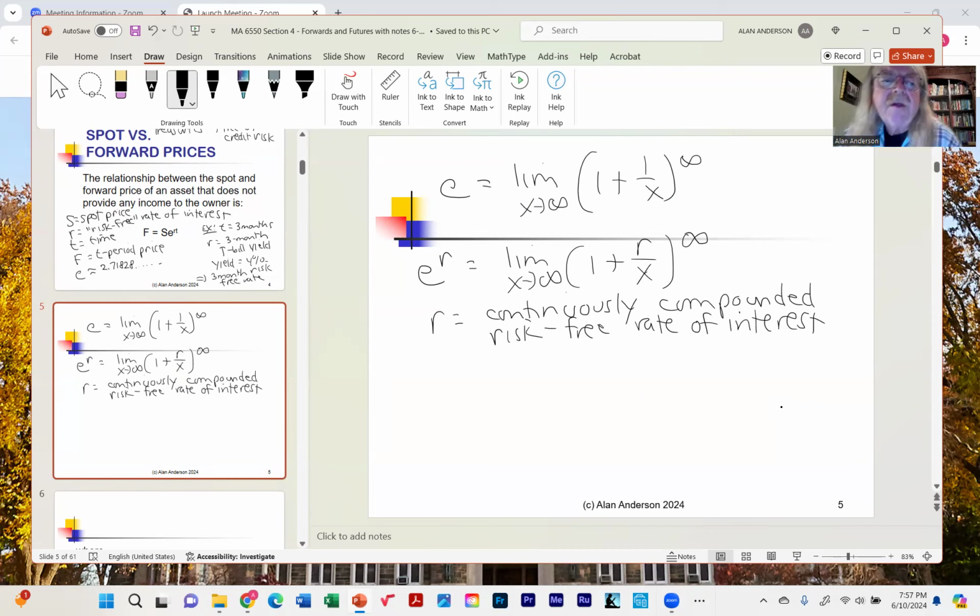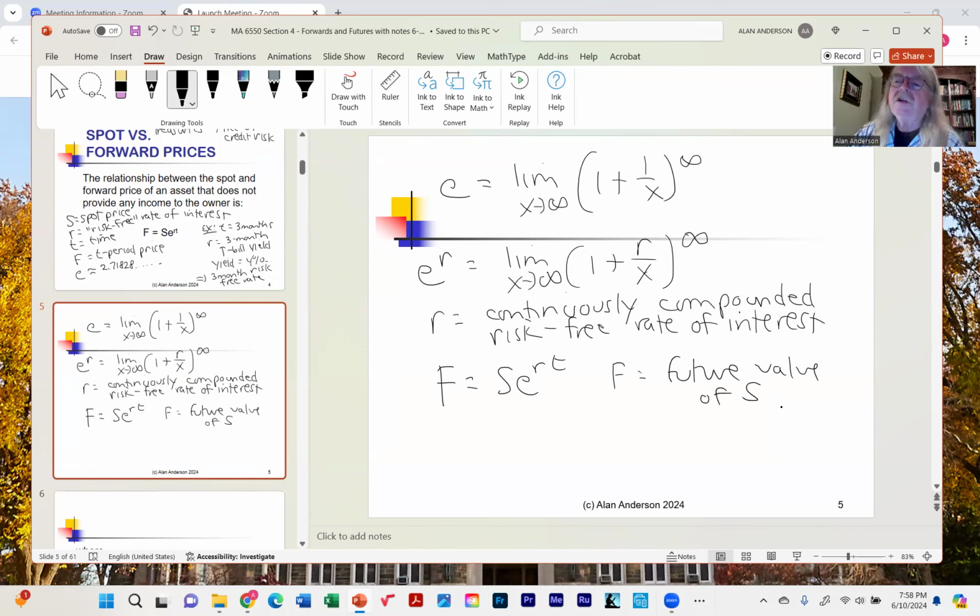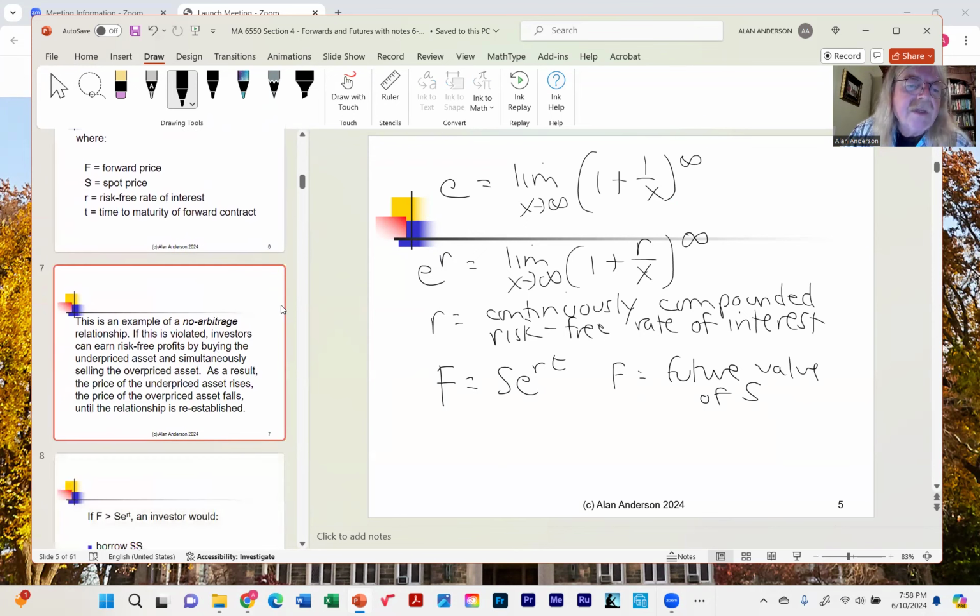So ultimately, then, what this formula is telling me is that F is the future value of S. That's all it is. It's the future value of S. Okay. So it's a very mysterious looking formula. Now, of course, assuming that the risk-free rate is continuously compounded. Wow, that seems too easy, right?